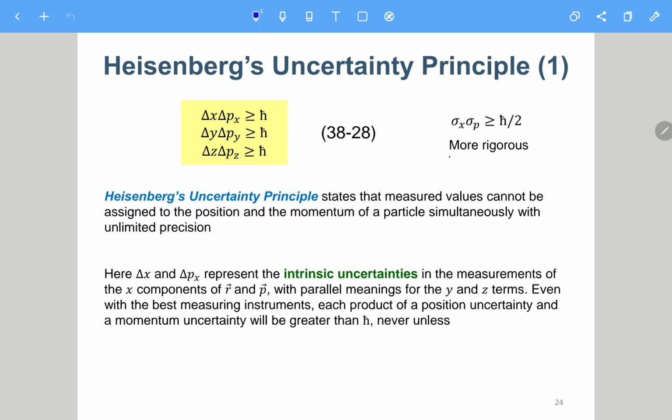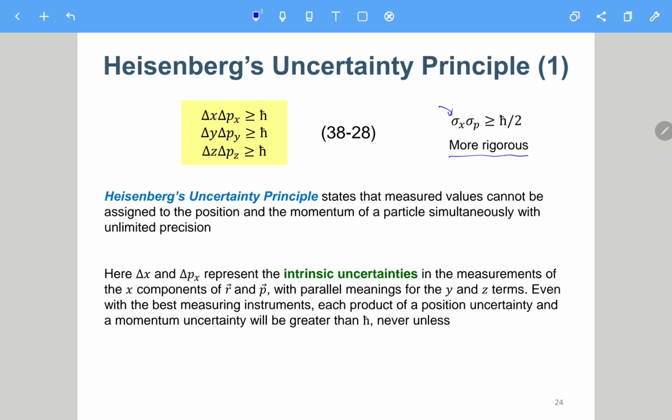Or more rigorously, we'll use this sigma x, which is the standard deviation, to describe the error, because if you just do it once, then it might not make much sense. So this is the so-called standard deviation of the position difference or position error, and the standard deviation of the momentum error. The product of them is larger than h bar over 2.